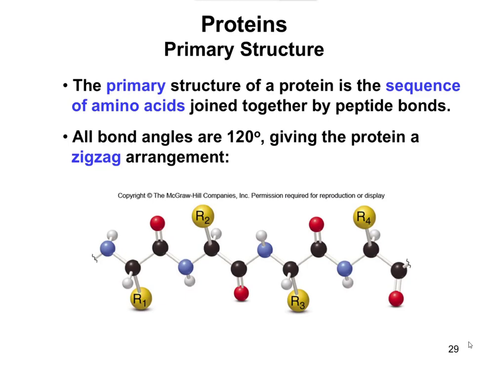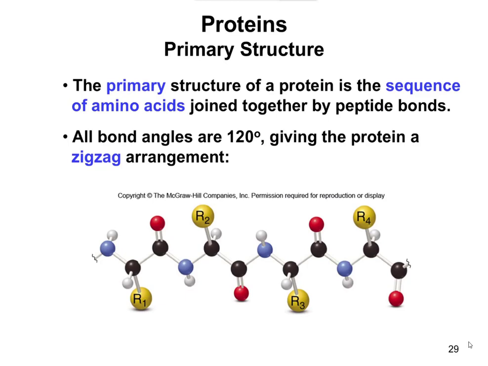So in looking at proteins, we can refer to their structures in different ways. We're going to talk about their primary structure, secondary structure, tertiary structure, and even quaternary structure. So kind of 4 levels of structure of the proteins. Starting off with the primary structure of the protein, the primary structure is basically just going to be the sequence of amino acids.